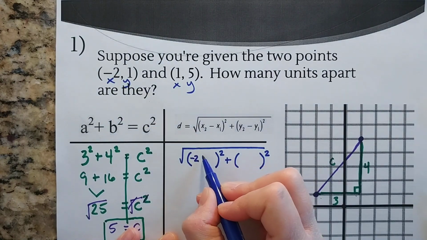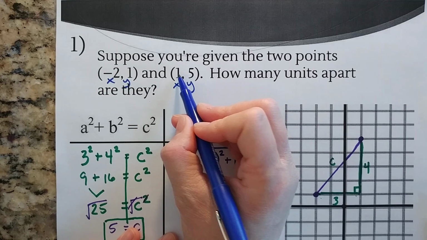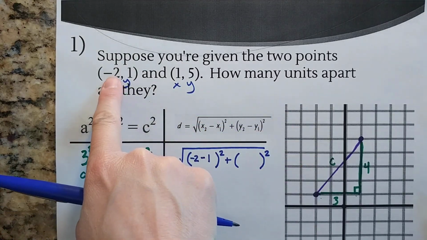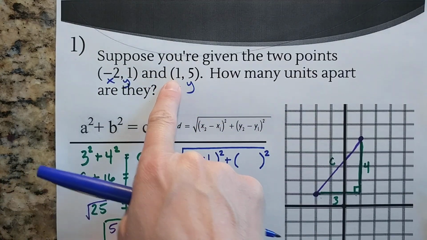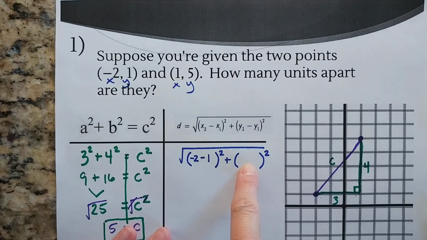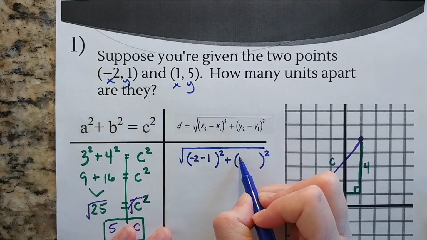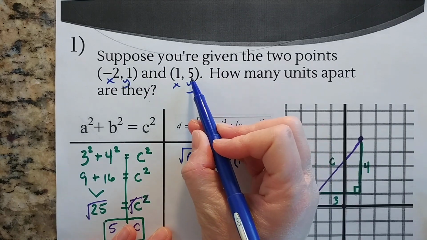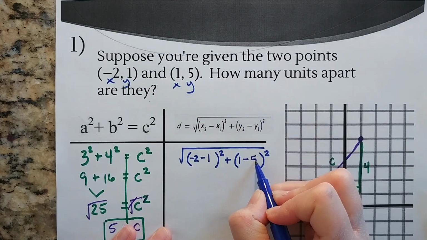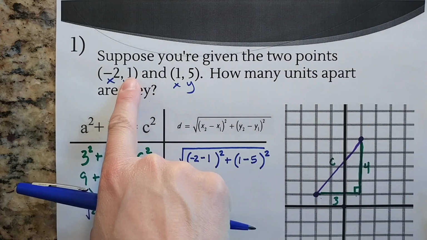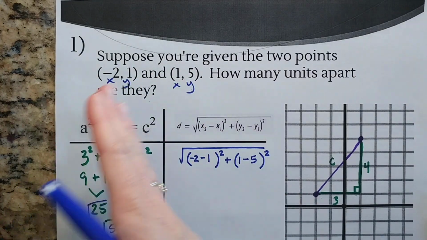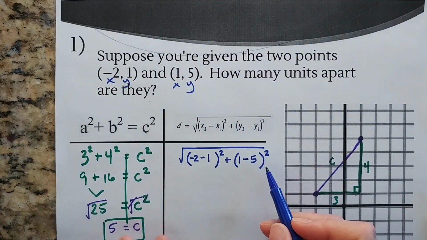And then I'm going to use the subtraction sign. And my other x here is 1. So I have negative 2 subtract 1. Now I have to subtract the y's. So the y's, this y is 1, subtraction sign, and this y is 5. So I did 1 minus 5. And notice how I did left to right for both of them.